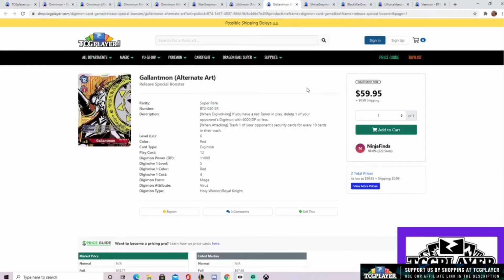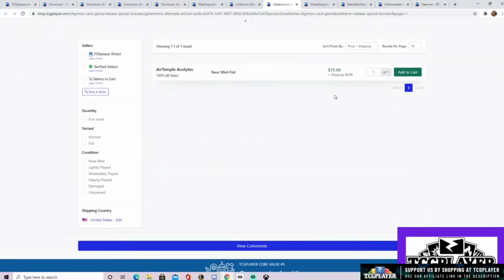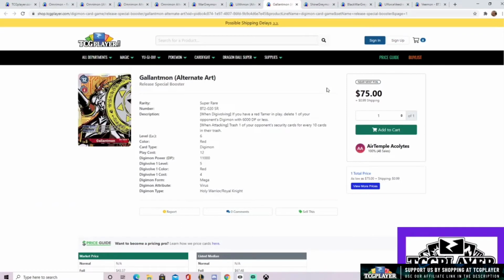Gallantmon also was one that I had noted. Let me refresh the page. Yeah, so they only have one listing for Gallantmon alt art. I really like this artwork personally. I have one copy of the card just because I really wanted it. Got it for like $20 because there's a small little factory error on the back of it, essentially.